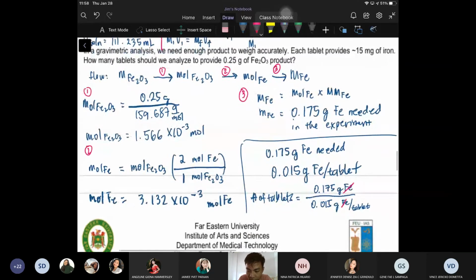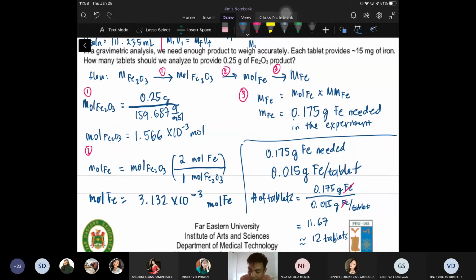Okay. So, parang conversion lang talaga. Okay. So, yan. So, matitirang unit mo ay tablets, no? Na-cancel out na natin yung iron. Pati yung grams. So, bale, so ilang tablets kailangan? 11.66. 11.67 tablets ang kailangan, or we can round it up to 12 tablets. Wag mo na putulin yung tablet na isa, sayang eh.